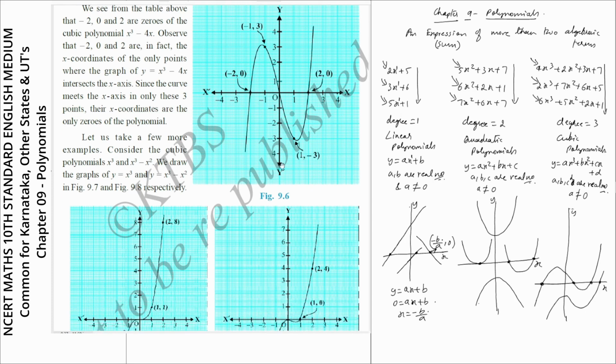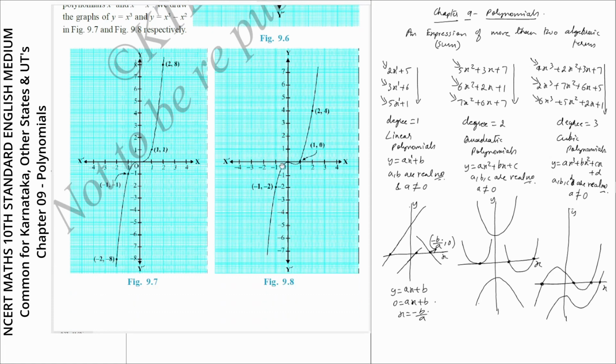And they have given 2 more examples here for cubic polynomial. See, this graph is for this polynomial, y is equal to x cube. So here, what is the general form of a cubic polynomial? It is ax cube plus bx square plus cx plus d. So here only a is 1, b, c, d are 0. That's why we are getting only one term for this cubic polynomial, y is equal to x cube. So when we plot this polynomial, you can see the graph is like this.